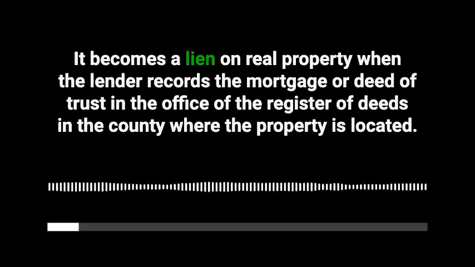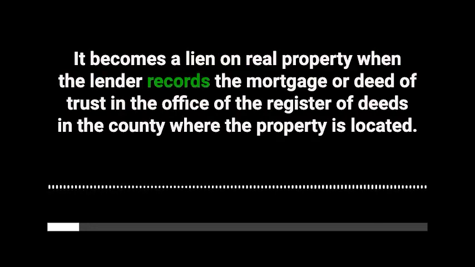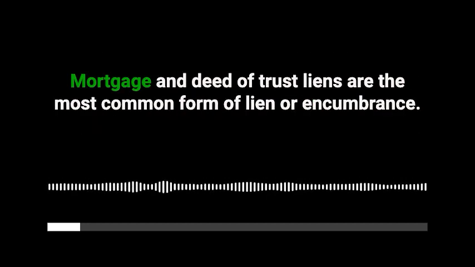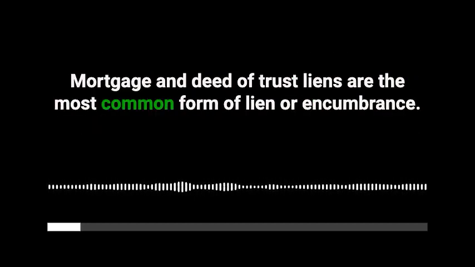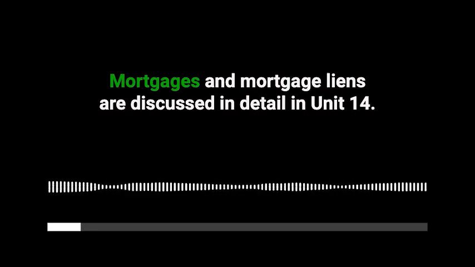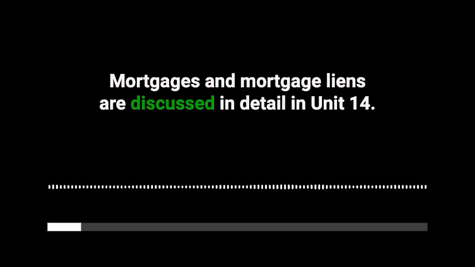It becomes a lien on real property when the lender records the mortgage or deed of trust in the office of the Register of Deeds in the county where the property is located. Mortgage and deed of trust liens are the most common form of lien or encumbrance. Mortgages and mortgage liens are discussed in detail in Unit 14. Real property tax and special assessment liens.